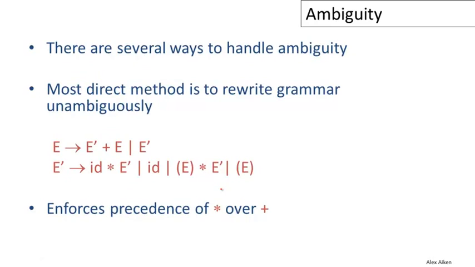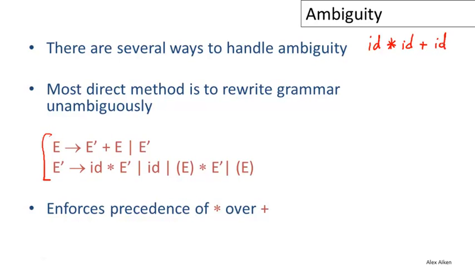Now, there are several ways to eliminate ambiguity from a grammar. The most direct method, which we'll talk about first, is just to rewrite the grammar so it's unambiguous. That is, to write a new grammar that generates the same language as the old grammar, but only has a single parse tree for each string. So here's a rewrite of the grammar we've been looking at. Let's write down our favorite input string one more time, ID times ID plus ID.